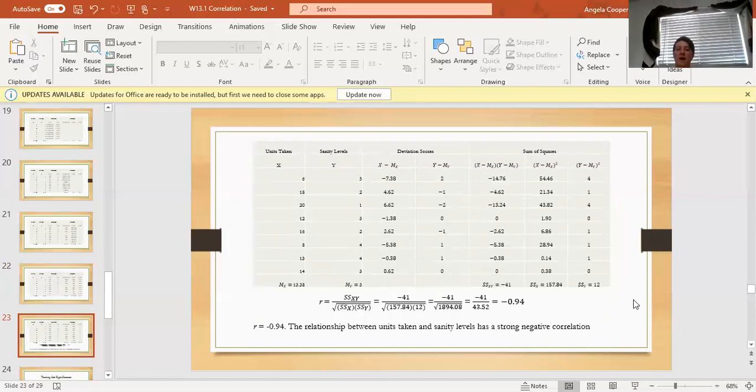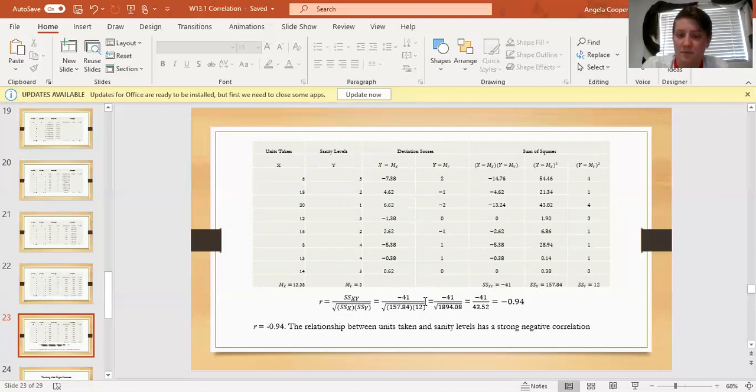Now, bringing back that formula, the sum of squares for x and y, which was -41, which we got by adding all of these together, dividing it by the square root of the sum of squares for x, which is this column here. We added that and got 157.84. Times 12, which was the sum of squares for y. Again, we got that by doing the same thing, just squaring all these numbers and adding them together.